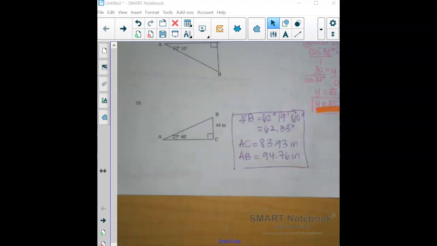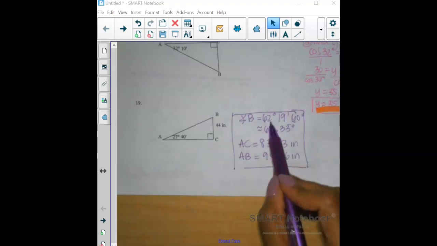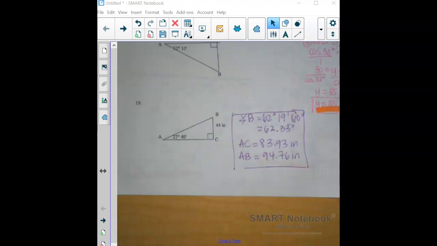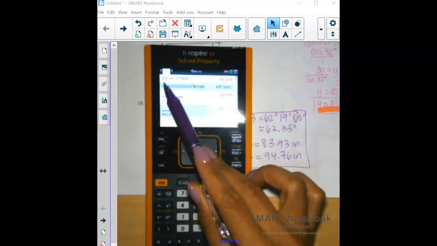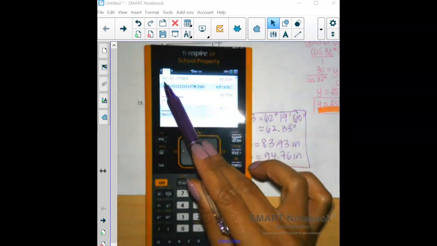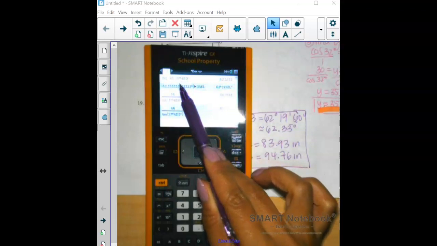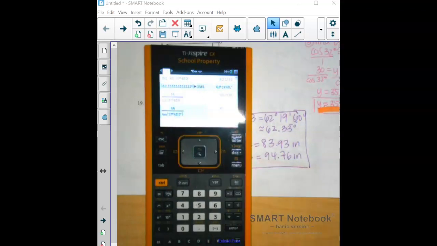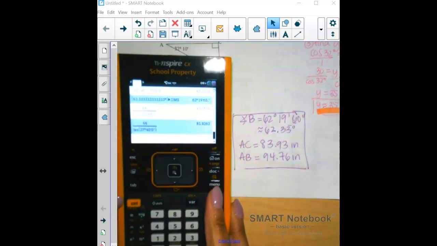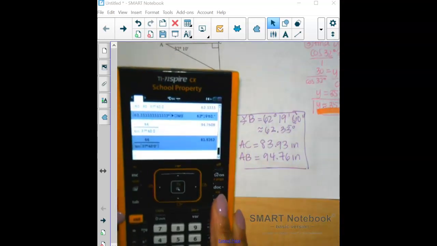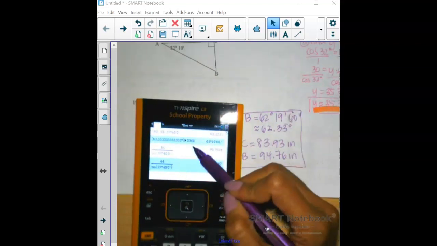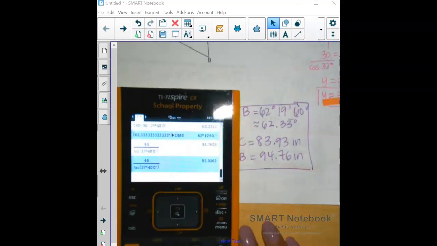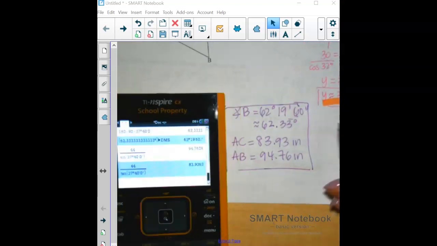And here are your answers. I did get my degrees, minutes, and seconds. I used my calculator to help me find that number. I literally just took 180 by triangle sum theorem, subtracted 90 and subtracted the degrees, minutes, and seconds for the angle that was given. I'm trying my best, guys, to let you see, but hopefully that's visible. Once I got that decimal, I just converted it into degrees, minutes, and seconds, as you can see, and I wrote that down as my answer. And then from there, okay, there you go, that's a lot better.